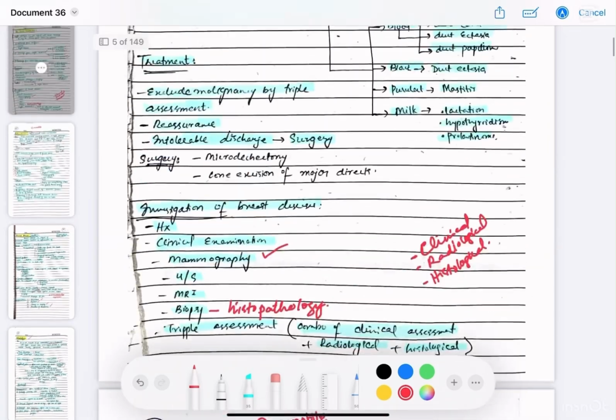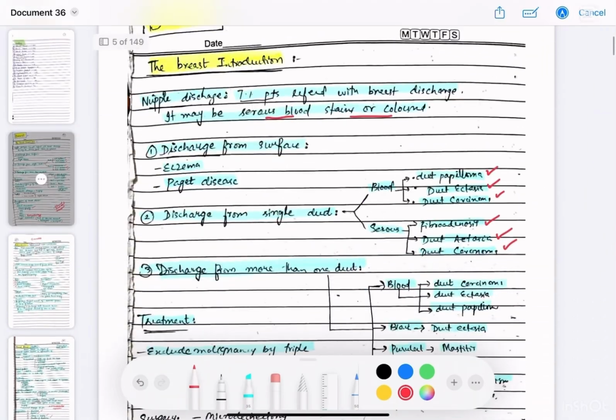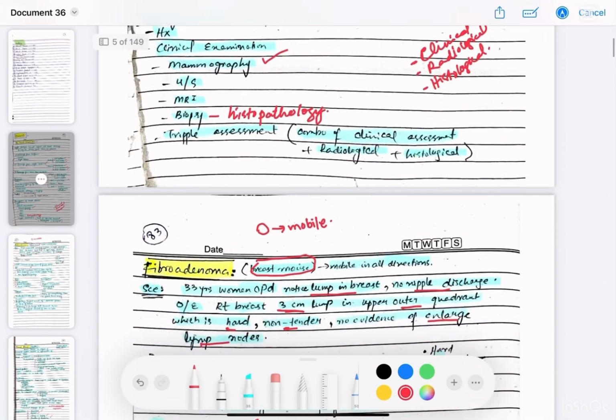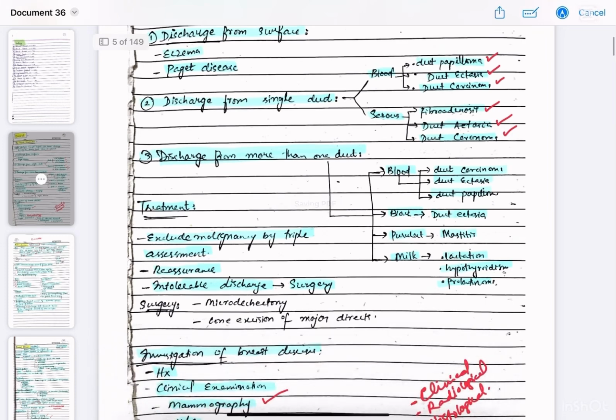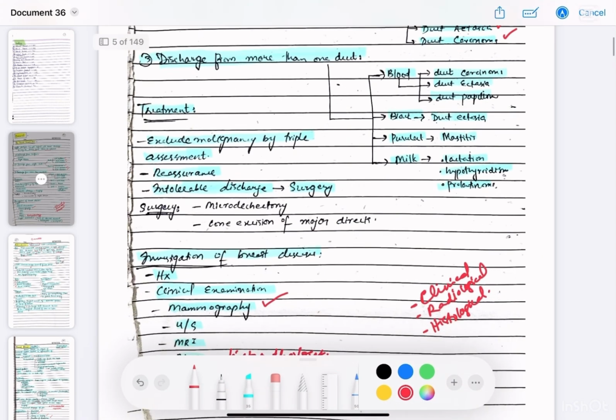First of all, the breast introduction, then the different types of breast discharge, which will be blood and serous, and we can give the differential diagnosis from the discharge. If it is blood, then these are the following types of breast disorders. If it is serous, then these are the disorders, and this is the general treatment: microdochectomy and excision of the major ducts.